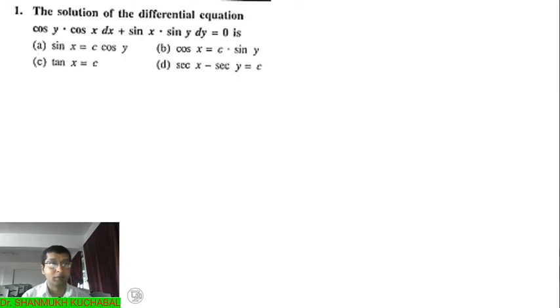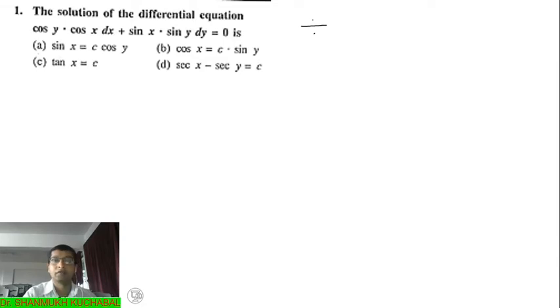See, most of the time we will find a differentiation or integration, and it is very useful in differential equations. So directly we begin with the example. The solution of the differential equation cos y into cos x dx plus sin x into sin y dy equal to 0. In this we will take x and dx on one side and y and dy on the other side and integrate, and we will get the solution of the differential equation.